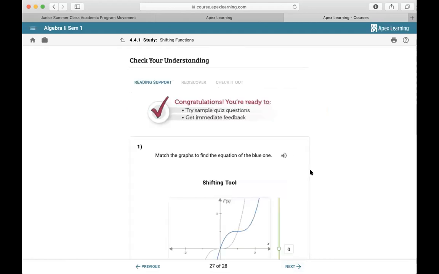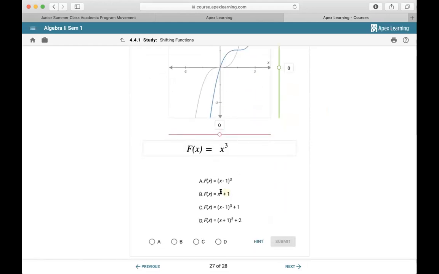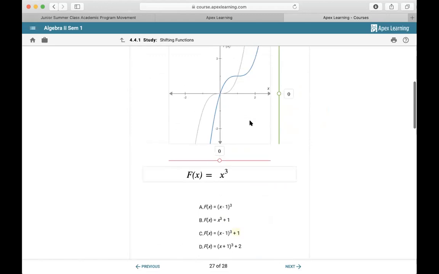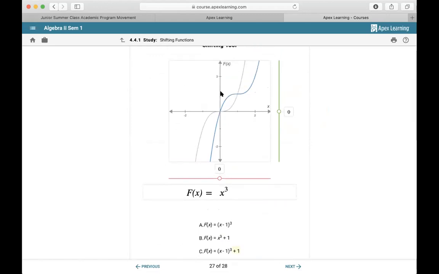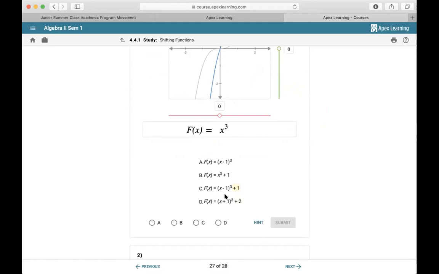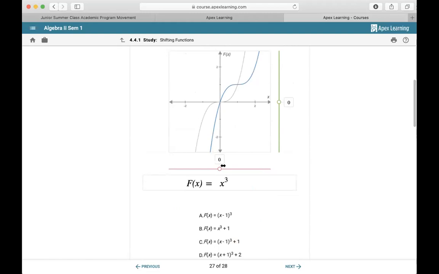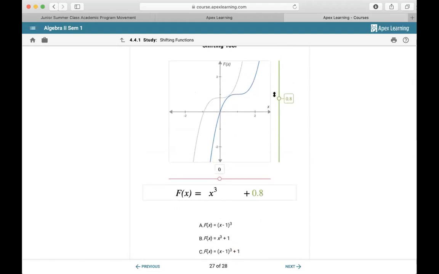So again here, if we go through a couple of these problems, our original is this gray line. We're at 0, 0. So I've moved up 1, so I know for a fact I'm going to have a +1 at the end of my equation. I've moved up 1, and it looks like I've moved over to the right 1. So if I'm moving to the right, I know I have to subtract 1, so my answer should be C. And again, to use my sliding tools, I've moved up 1, over 1.